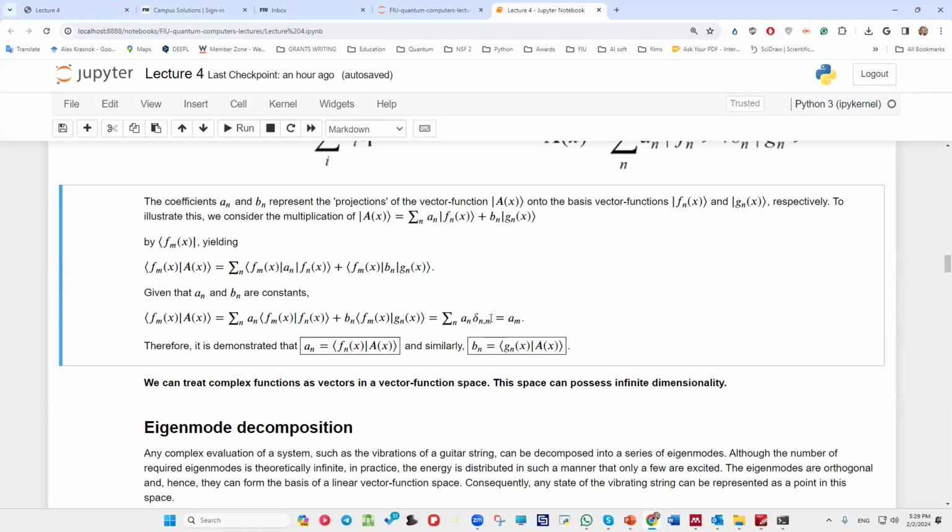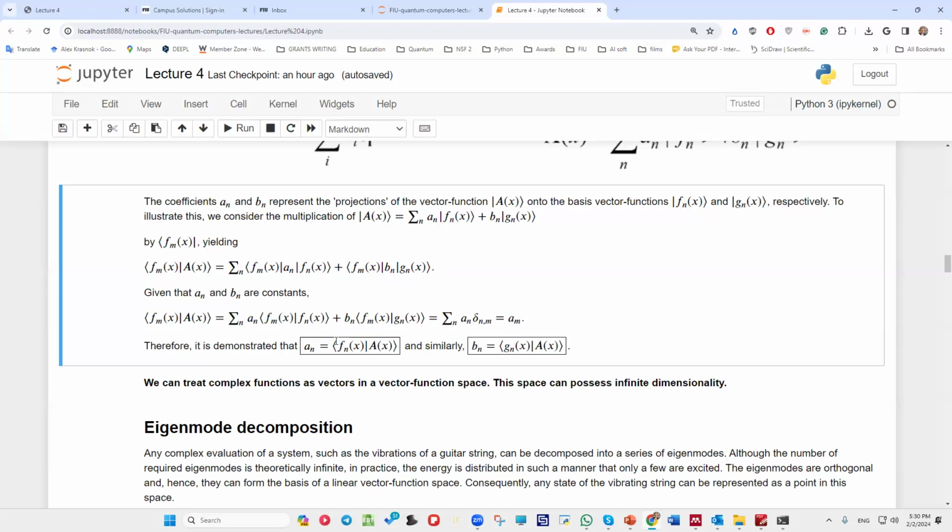And this Kronecker delta is equal to 0 when n is not equal to m, and equal to 1 when n is equal to m, right? So basically this is the identity matrix, another way to write an identity matrix. So the sum of these elements, an times the Kronecker delta over n, results in only one non-zero term, am.